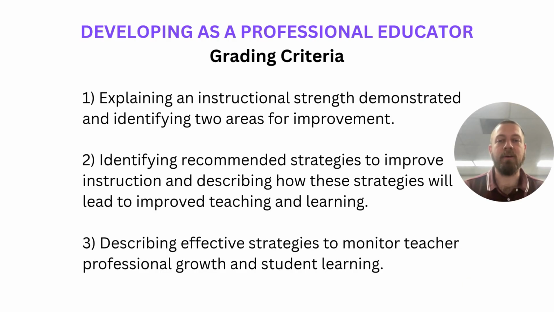Moving on to subcategory number 3, developing as a professional educator. The grading criteria for this section is the following. Number 1, explaining an instructional strength demonstrated and identifying 2 areas for improvement. Number 2, identifying recommended strategies to improve instruction and describing how these strategies will lead to improved teaching and learning. And number 3, describing effective strategies to monitor teacher professional growth and student learning.